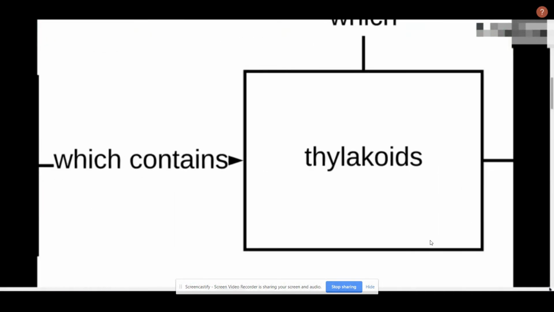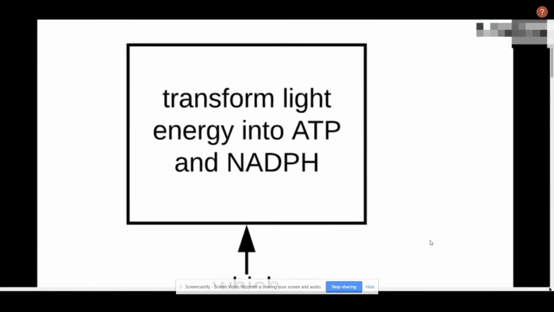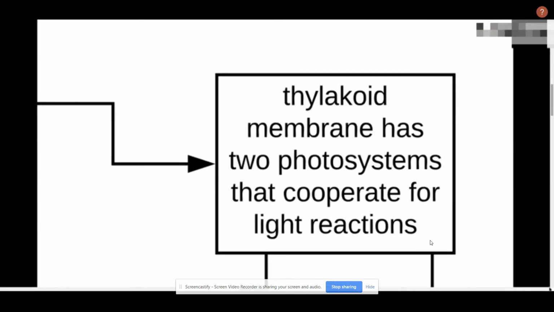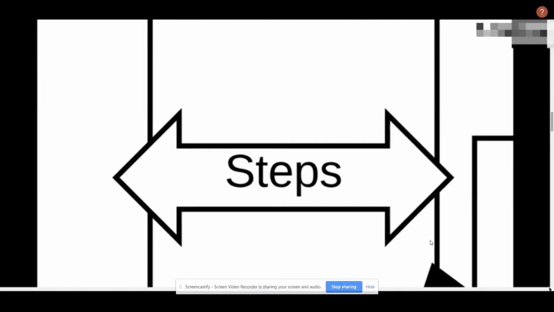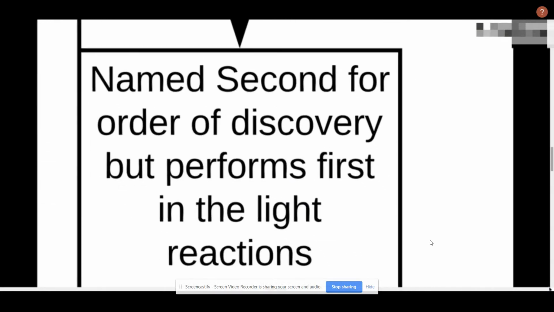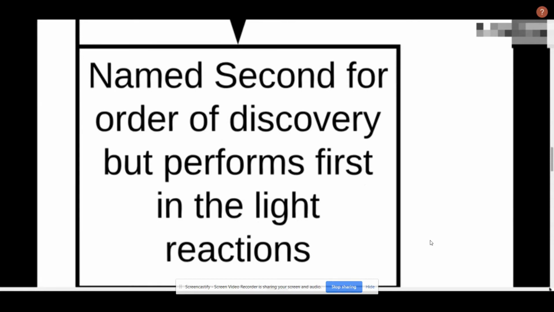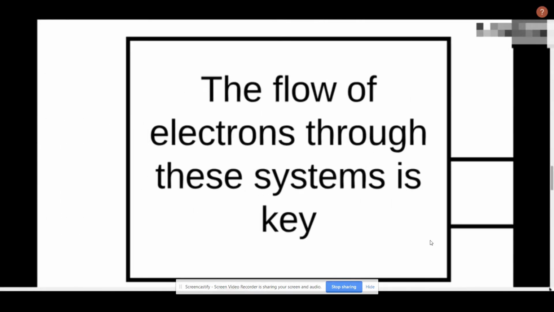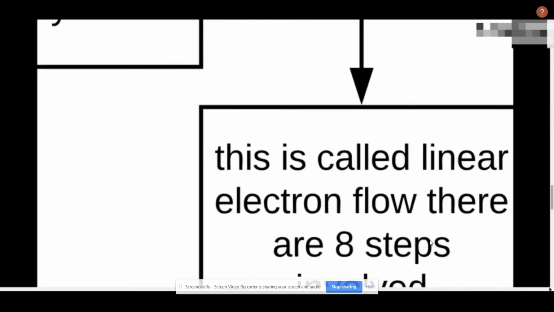Chloroplasts contain thylakoids. Thylakoids transform light energy into ATP and NADPH. The thylakoid membrane has 2 photosystems that cooperate for the light reactions, and the steps are split between photosystem 1 and photosystem 2. Photosystem 2 is named second for order of discovery but functions first in the light reactions. Light energizes these 2 systems to synthesize ATP and NADPH. The flow of electrons through these systems is key for the reactions.